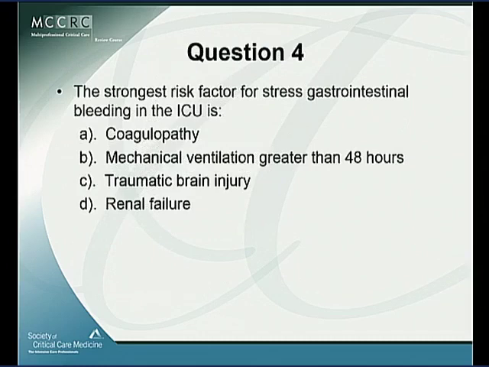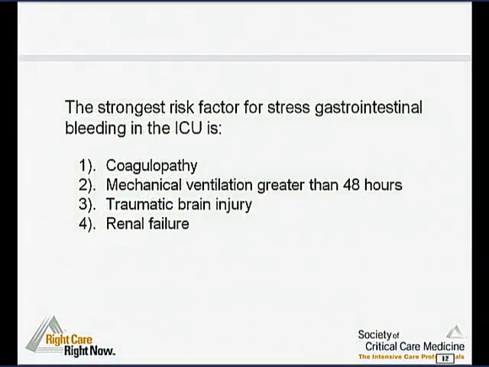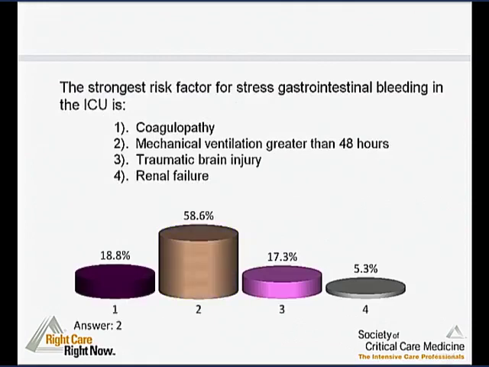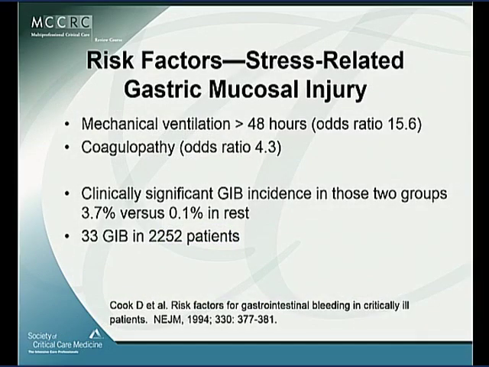Now let's talk a little bit about the epidemiology of bleeding in these patients. Strongest risk factor in the ICU: A, coagulopathy, B, mechanical ventilation, C, TBI, or D, renal failure. Okay, good. And we'll see that in the upcoming slides, that this is not new data. 1994 Deb Cook's data showed that the greatest risk is mechanical ventilation. So this should prompt your therapy. A ventilator equals some sort of ulcer prophylaxis, which we'll talk about.